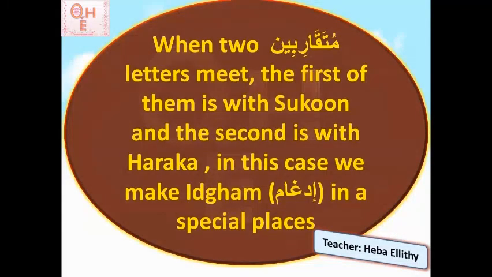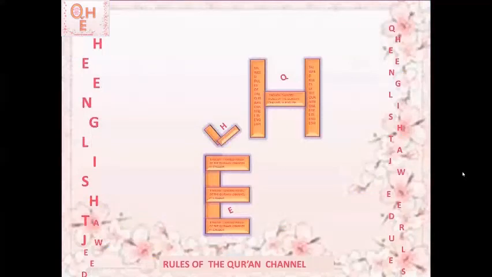The total of what we explained today: when we have two متقاربان letters that meet, the first one with سكون and the second with حركة, in this case we make إدغام in special places, not everywhere. I explained in this class these special places. Some of them were examples, some of them occur only one time in the Quran. Inshallah, this is totally clear for you. Our lesson for today is completely done. Inshallah, it's clear and easy and nothing hard in it.